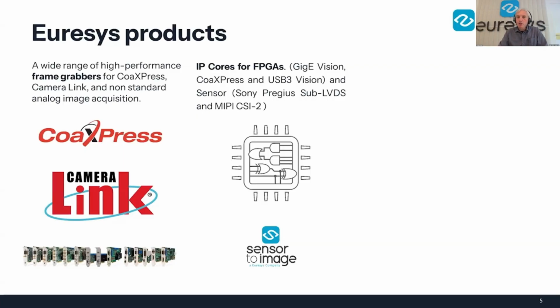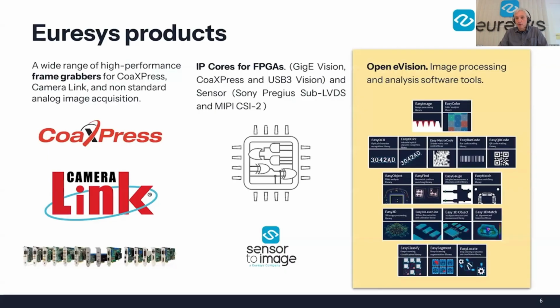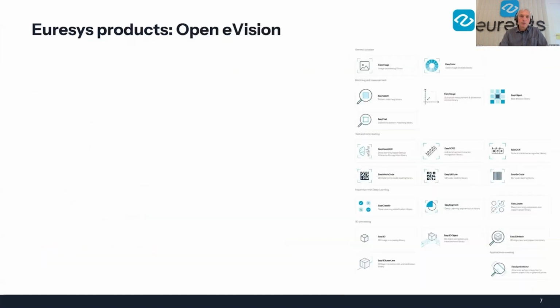But today I will talk about Open eVision. Open eVision is an image processing and analysis software tool. So it's a set of software libraries that you can use in your own application to perform machine vision tasks. So what is it about? Open eVision is, as I said, a set of 20 different libraries covering very different topics useful for machine vision applications.